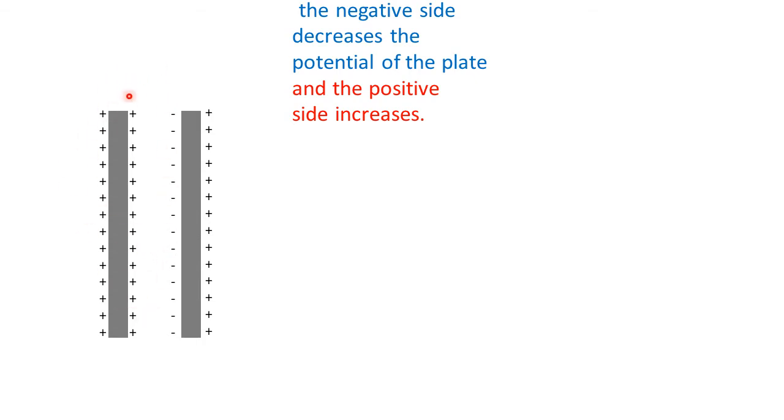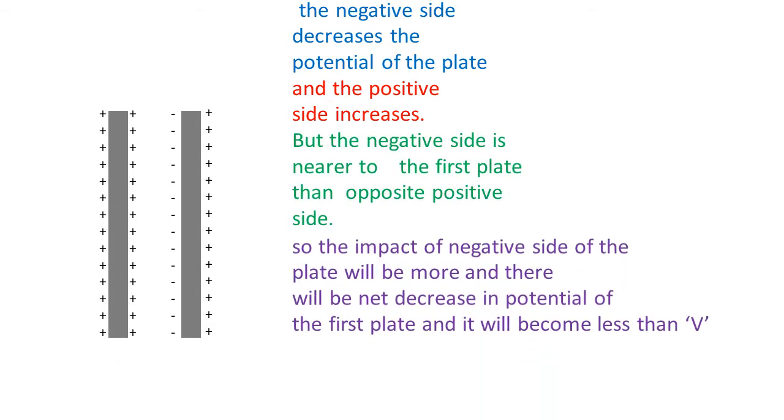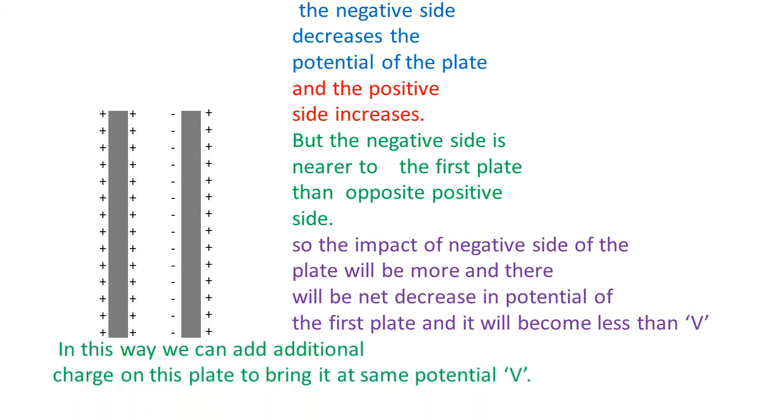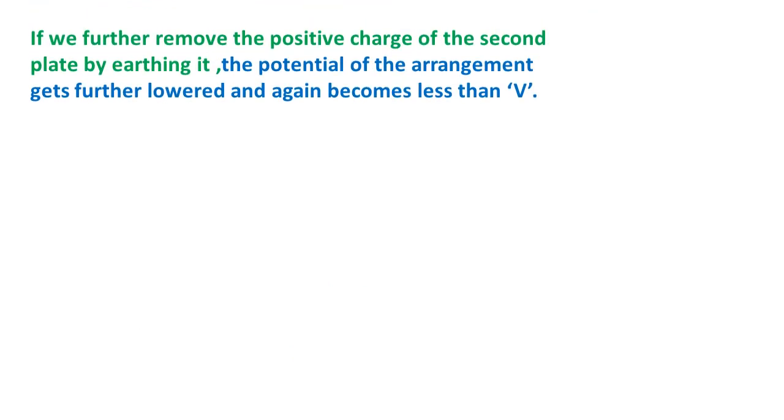By lowering the potential, what will happen? We can supply an additional amount of charge to it, so that its potential could again become V. By lowering potential, we have enabled this conductor to store a greater amount of charge in it. Now, is there another scope of improving its capacity to store charge?